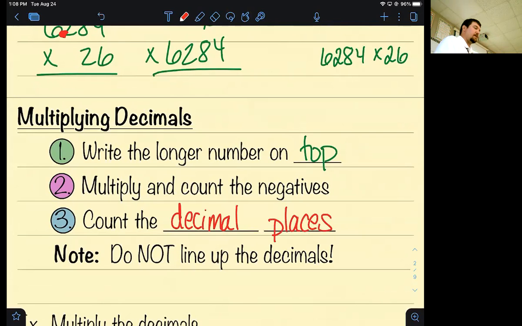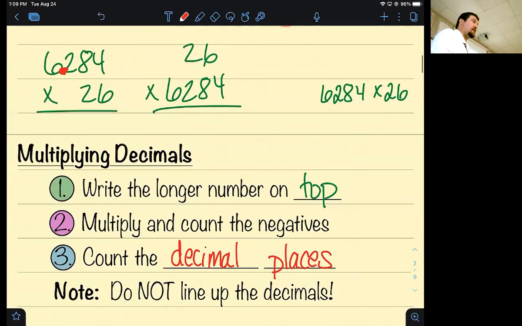So remember that if one number has one decimal place and the other number has one decimal place, your answer should have two decimal places. Add them together. Oliver, what if the first number has two decimal places and the second number has one decimal place? How many decimal places should I have? 3. Just add them together, right?